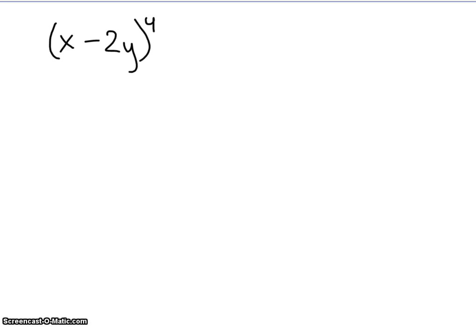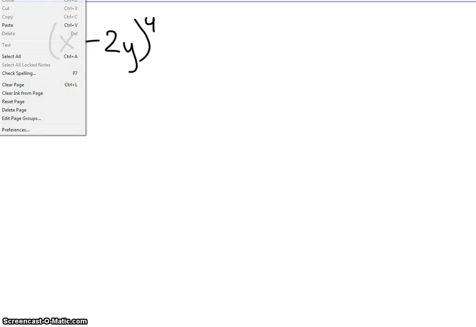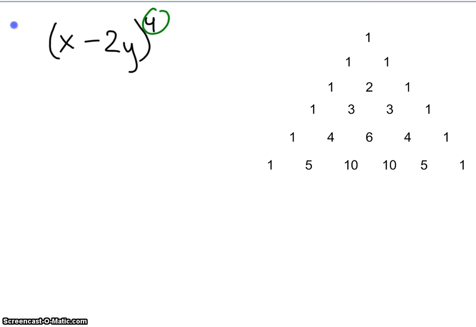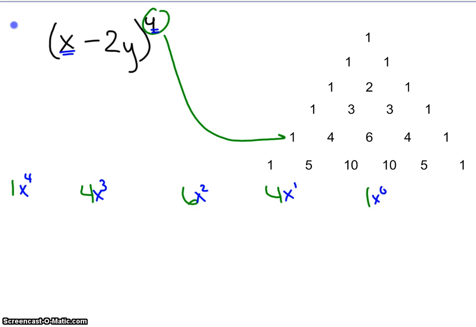All right. Let's say we looked at something like x minus 2y, and we want to expand that to the 4th power. It's going to be a similar process. There's the row I want to use: 1, 4, 6, 4, 1. Same idea. I'm going to start with that first piece of my binomial to the power of my binomial, x to the 4th, and work my way down: x cubed, squared, first, 0.